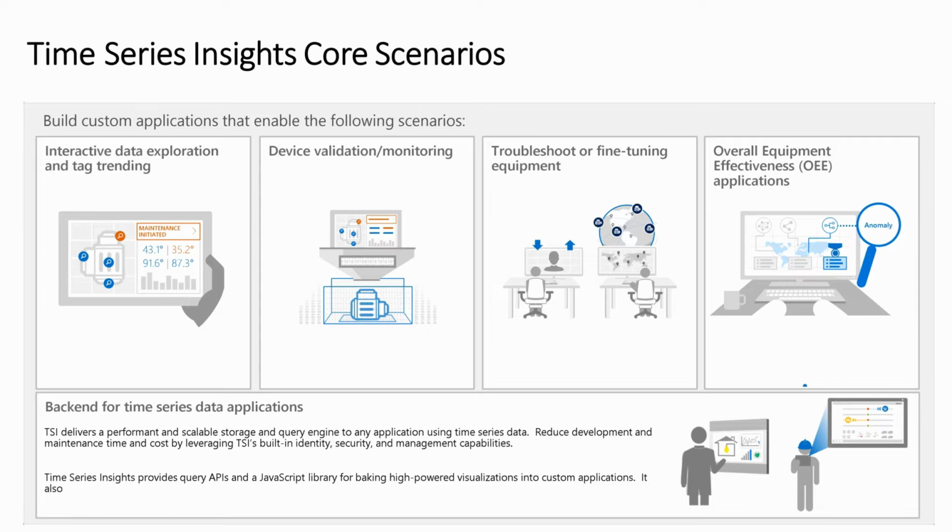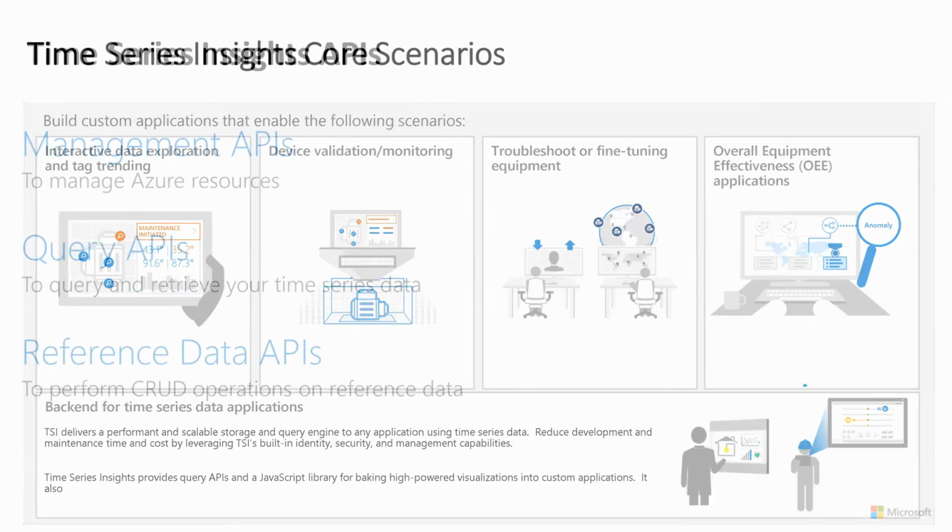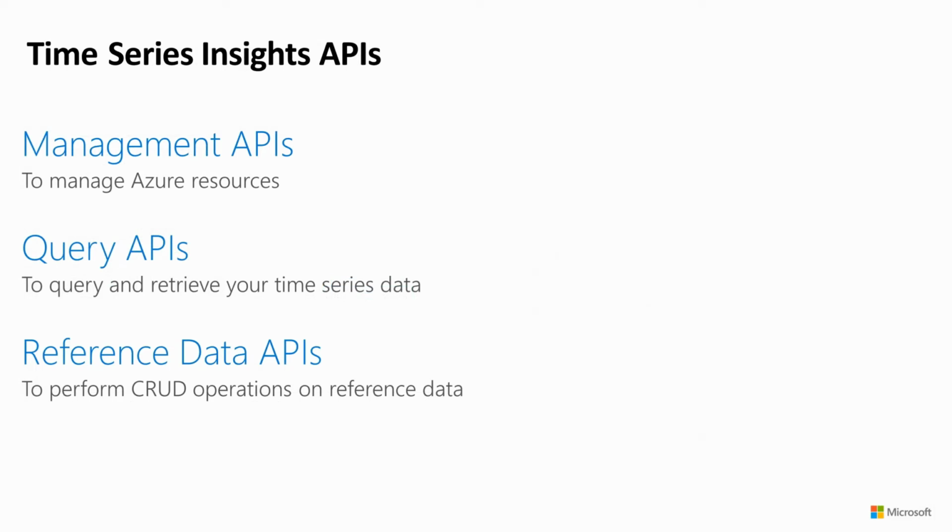Now, I'd like to spend a couple of minutes talking through the different APIs that Time Series Insights exposes. So in short, we have three buckets of APIs. Management APIs, which allow you to programmatically manage resources associated with Time Series Insights. Query APIs, which really do the heavy lifting associated with finding meaningful insights in your data. And finally, reference data APIs to manage all of the reference data sets you might store within Time Series Insights to perform CRUD operations on top of them.